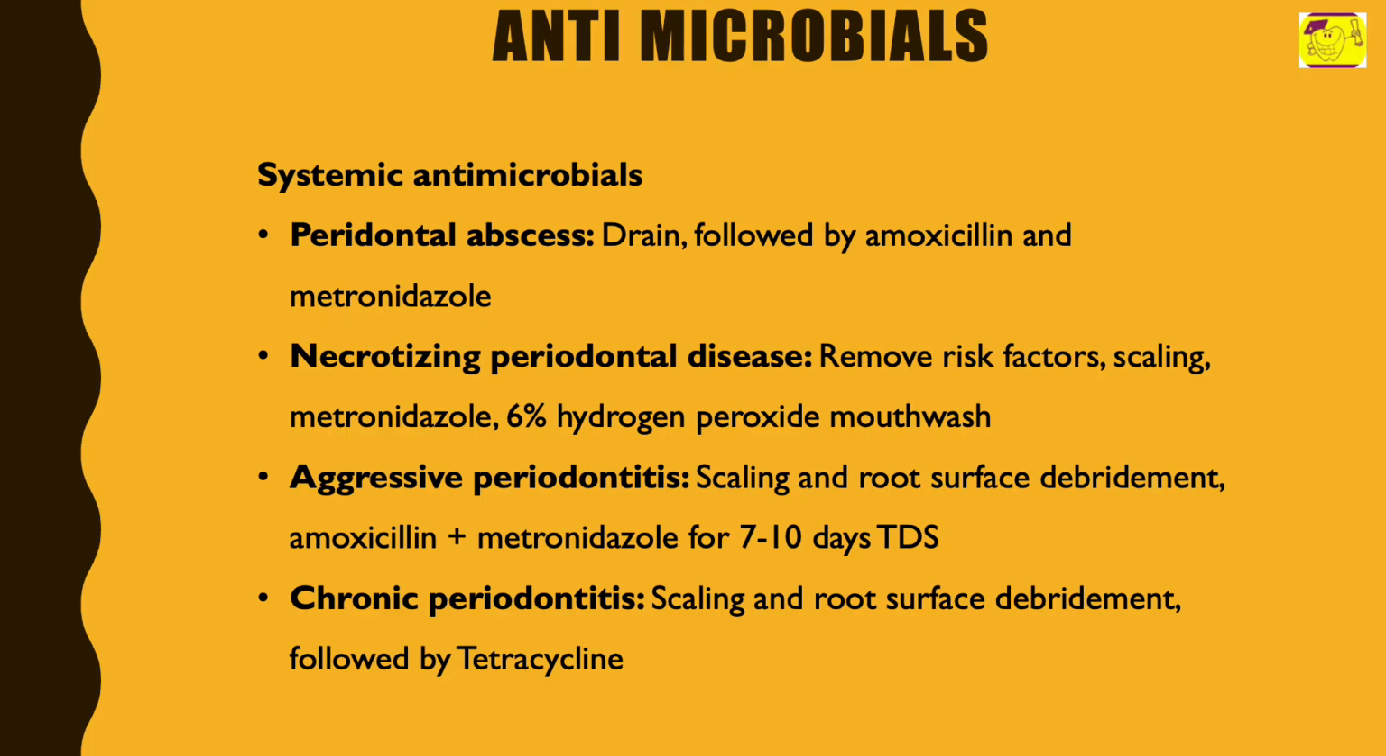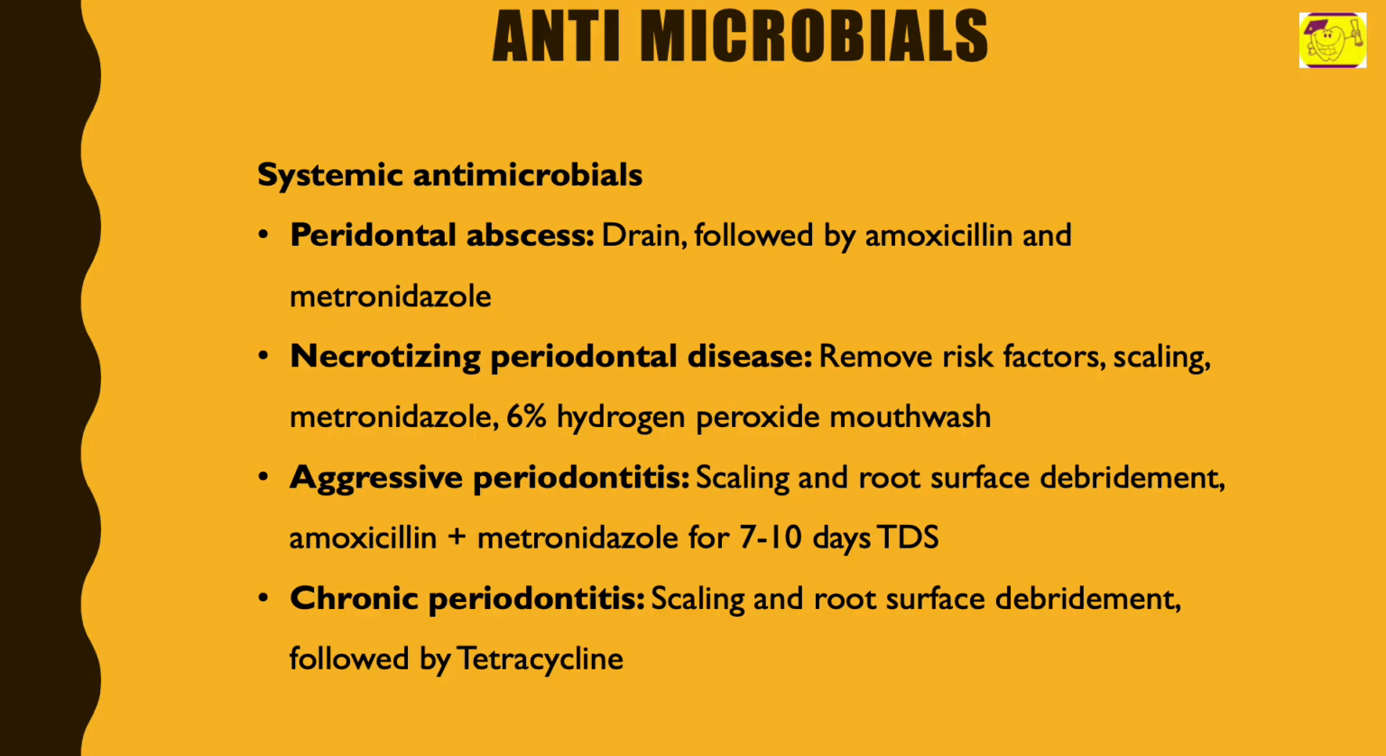For example, when it comes to the treatment of periodontal abscess, you'll have to drain the abscess followed by a prescription of amoxicillin and metronidazole to act on the broad spectrum and the gram-negative bacteria. When it comes to necrotizing periodontal diseases, you will have to first identify the risk factor, remove the risk factor, followed by a good thorough scaling and a prescription of metronidazole. This has to be complemented with an oxidizing mouthwash such as 6% hydrogen peroxide.